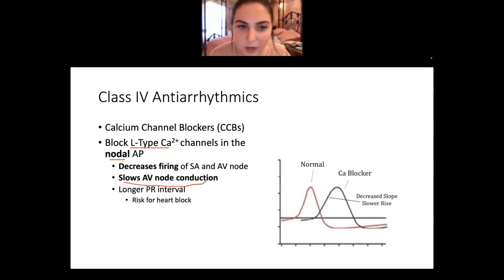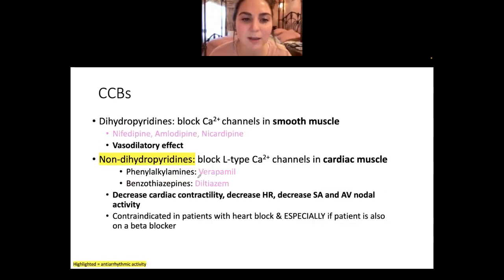And as we've been talking about now, anytime you slow AV nodal conduction, you have a longer PR interval, heart block. This is like a terminology thing. You do need to know the names, like which ones are we talking about for antiarrhythmic effects. We're talking about the non-dihydropyridines. These are the ones that are having that antiarrhythmic effect. So verapamil and diltiazem, these are your non-dihydropyridines. You can think of these as being like cardio specific.